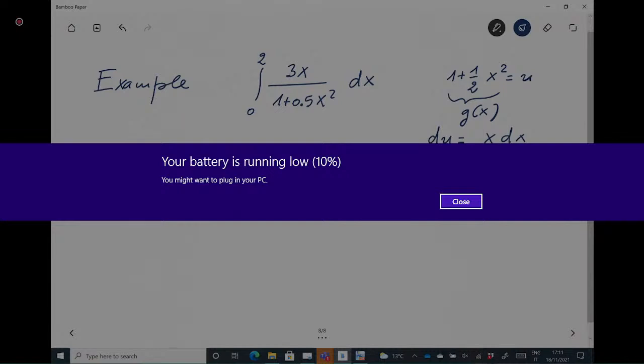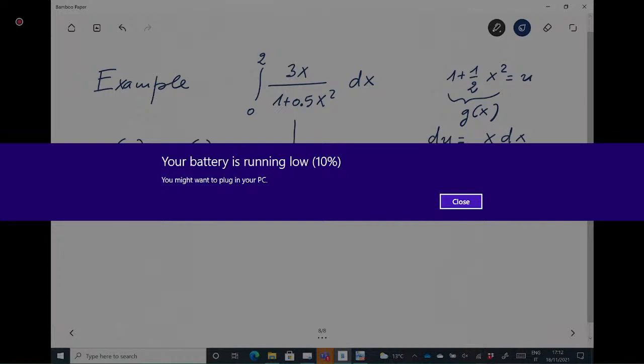There are two more things. g of a, which is g of 0. What is g? This function at 0 is equal to 1. g of b, which is g of 2, because b is equal to 2, is equal to 1 plus 1/2 times 4, so 1 plus 2 is equal to 3.